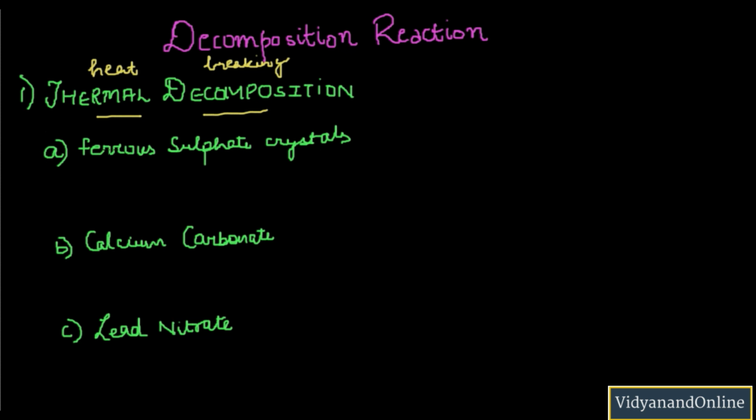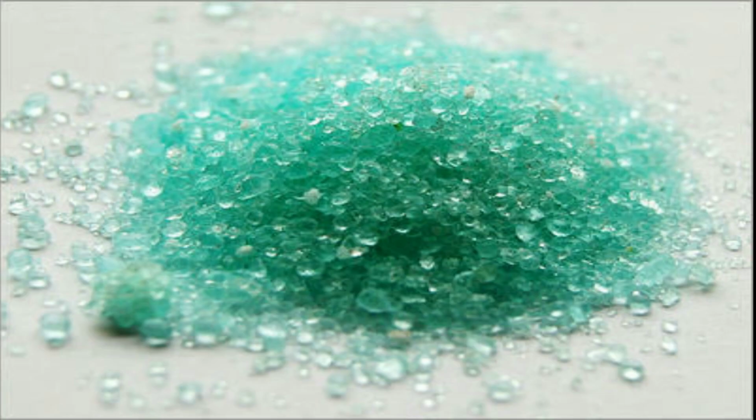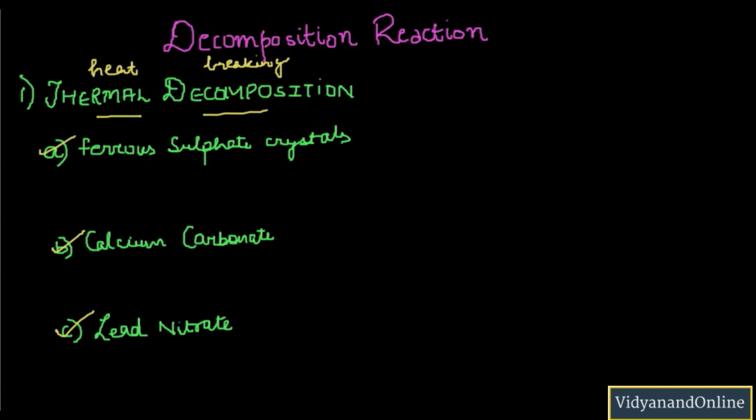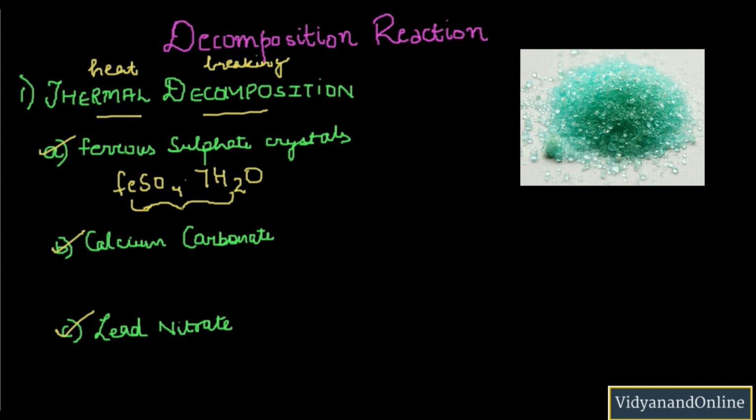Okay, in this we are going to study these examples: A, ferrous sulphate crystals, B, calcium carbonate, and C, lead nitrate. So these three things will be decomposing. Now ferrous sulphate crystal, the formula of ferrous sulphate crystal is FeSO4.7H2O. Now you must be thinking, what is this 7H2O? These are water of crystallization. So you will be studying about this in detail in a further chapter. As of now, understand that these are ferrous sulphate crystals which are green in color.